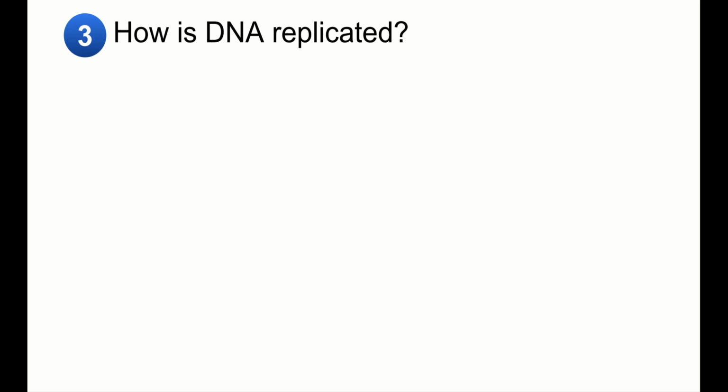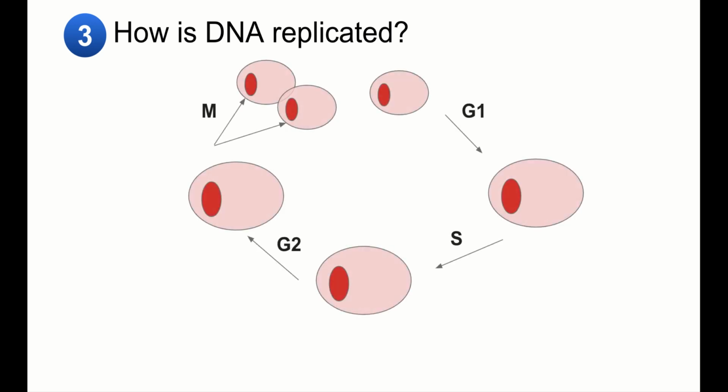Okay, now we're ready to talk about how DNA is replicated. And let's start by talking about why DNA is replicated. You already learned that during S phase of the cell cycle, which is after the cell has already created new mitochondria, new ribosomes, new Golgi bodies, and other organelles during the G1 phase, the cell needs to make a copy of its DNA.